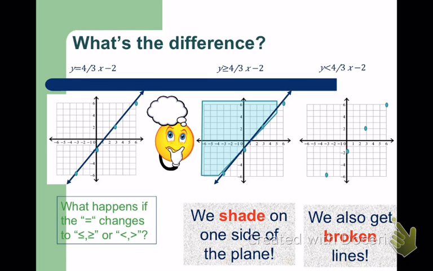So we get broken lines when we don't have the equal to on the inequality. So it's the same idea. The only difference is this line is going to be broken because I don't have the equal sign, and the equal sign is the actual line.